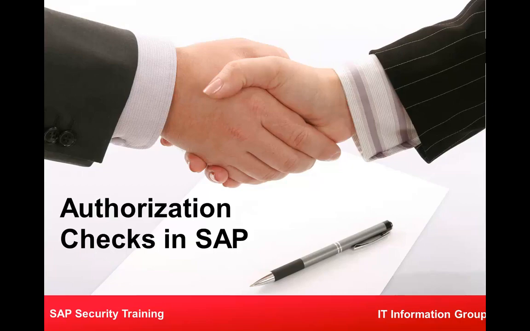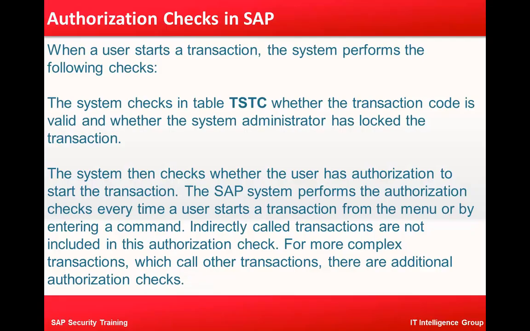Okay, in this topic we are going to look into the process of the different authorization checks, the steps which are involved. So whenever the user starts any transaction, the system performs the following checks. First, the system checks in the table TSTC whether the transaction code is valid or not. That is the first check, and whether the administrator has locked the transaction or not.